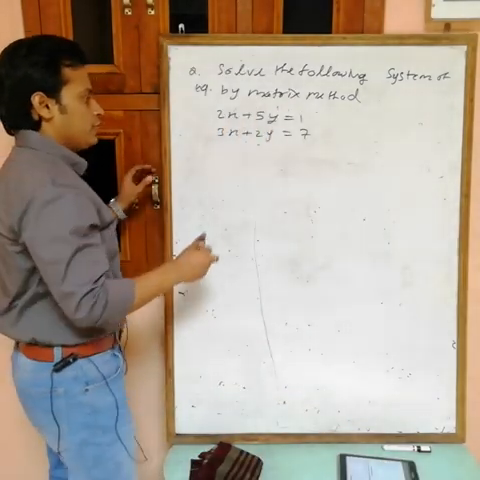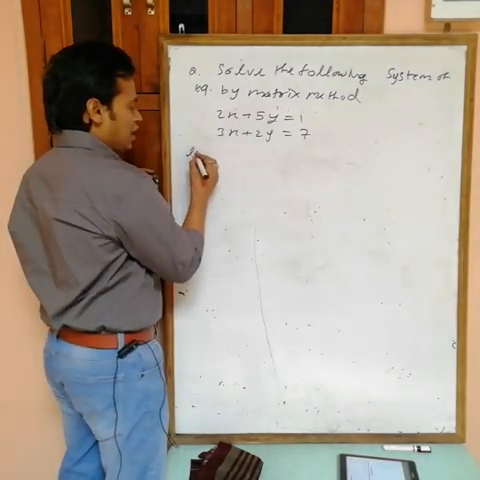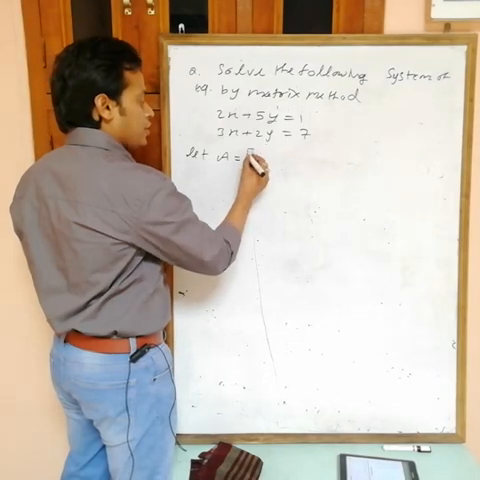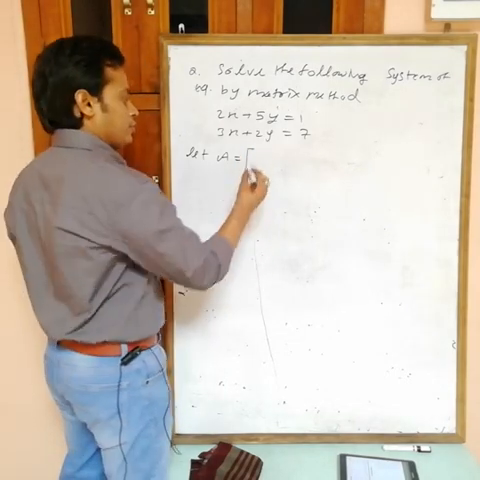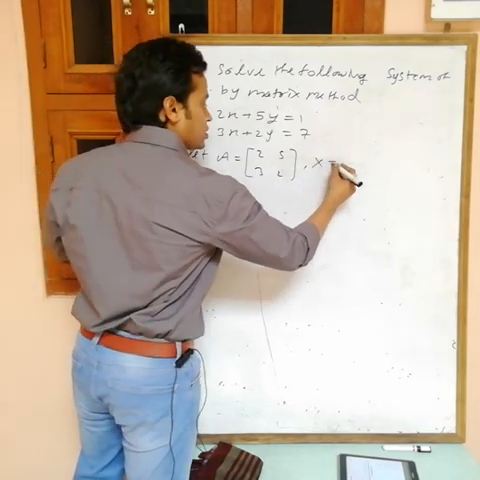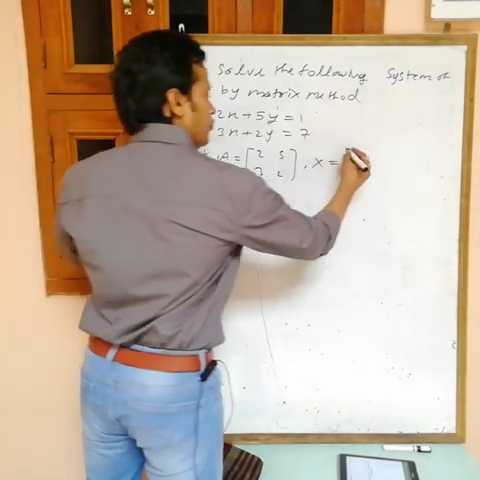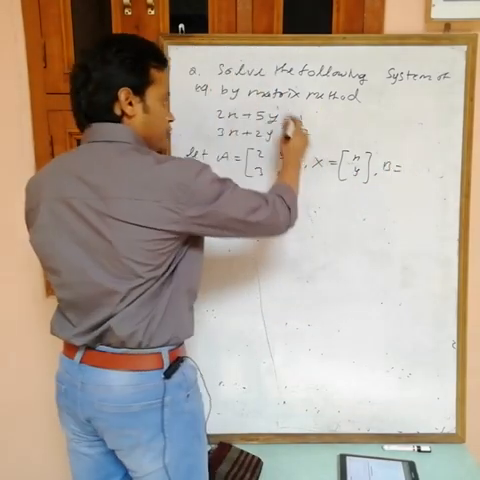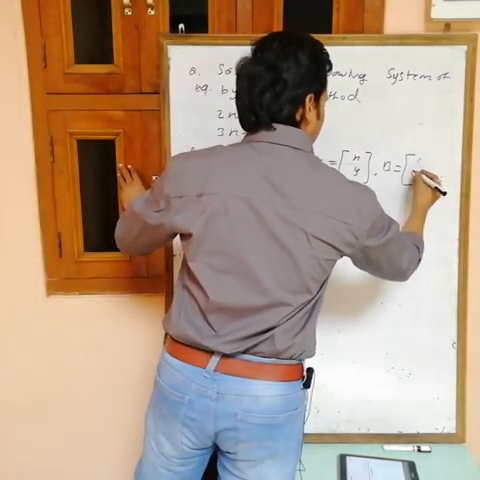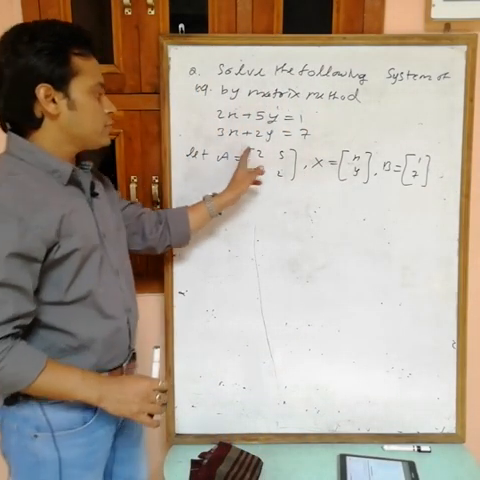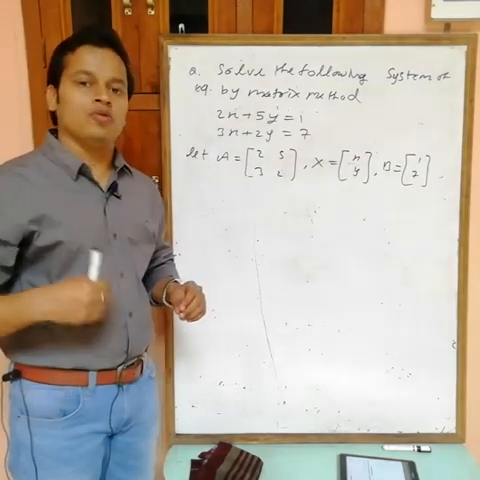No problem. So first I am assuming A, B and X. I am assuming matrix A formed by the coefficients 2, 5, 3, 2. Then X formed by the variables x, y, and B formed by the constant terms 1, 7. Now you can find the determinant of A, that is 4 minus 15, not equal to 0.